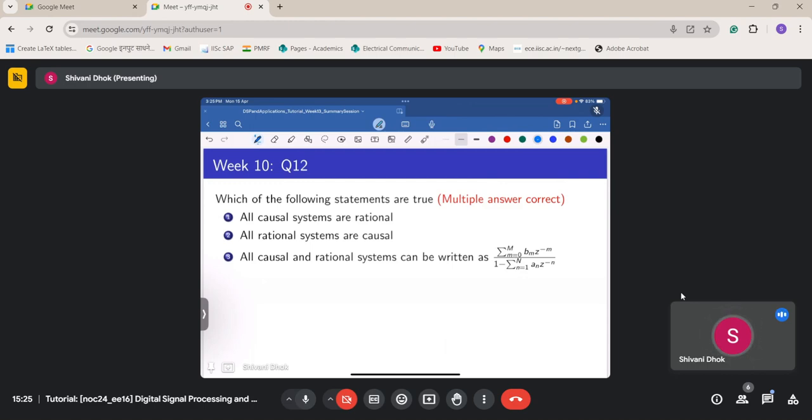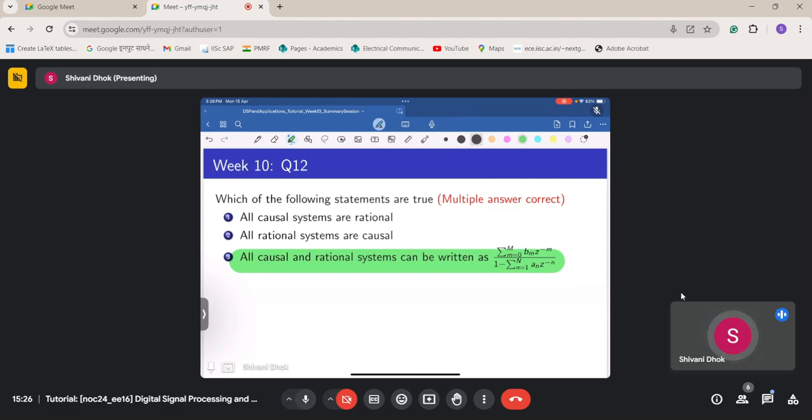Let's see. Yeah, so this is question 12 of week 10 and this is also multiple answer, correct? It says which of the following statements are true. First one is all causal systems are rational. Second one is all rational systems are causal, and third one is all causal and rational systems can be written in this form. The third one is definitely true, which we have been using right and left. We are using this for representation of realizable systems, for every possible thing which we are having. So the last one is true.